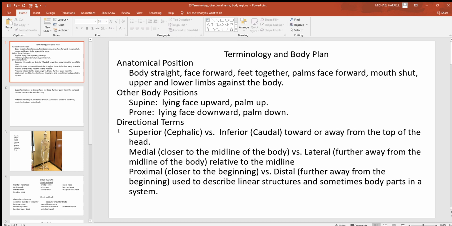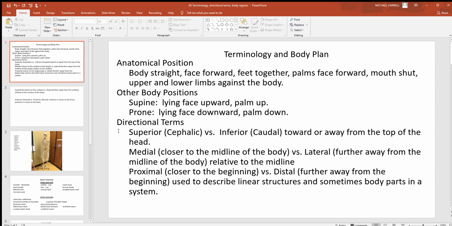And remember again, this is not up and down. Think of a person lying down on a table flat on their back. Again, superior is not going to be up, but it will always be towards the top of their head. Inferior, of course, is in exactly the opposite direction.